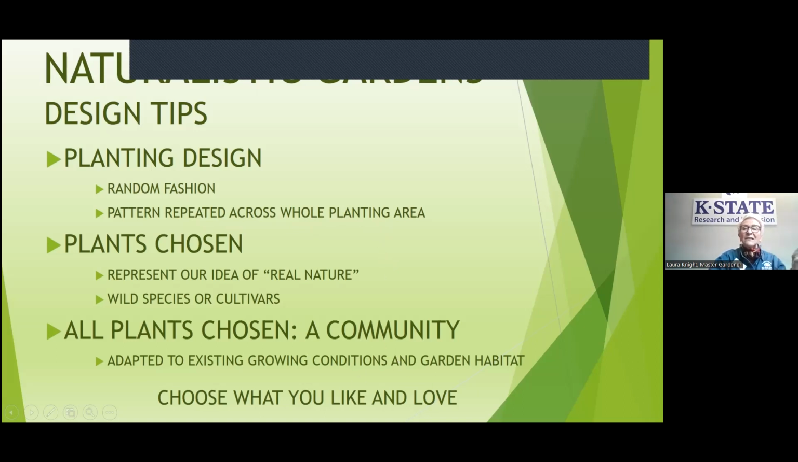The plants that we choose should be real nature if you're going to do a naturalistic type garden. And there's always the question, should you plant cultivars, nativars, or should you go completely puristic? It's up to you. I told you the wild ones are the ones that are really into this. So get on them if you are into this. All plants chosen should become a community.